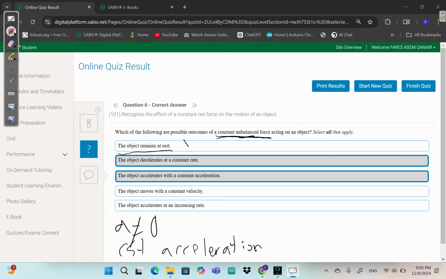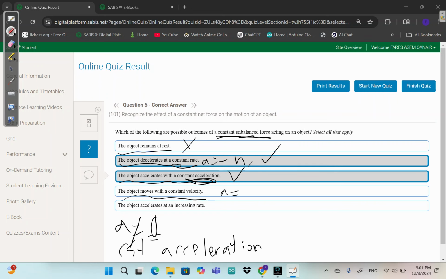The object remains at rest? No, since it has constant acceleration and that it's not 0. So it has to be moving. The object decelerates at a constant rate. Its acceleration is negative, but it's at a constant rate. So it's constant acceleration. So this option is correct. The object accelerates with a constant acceleration. This is correct.